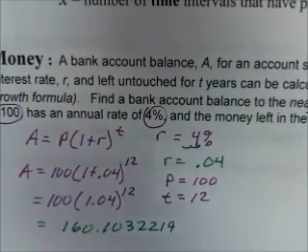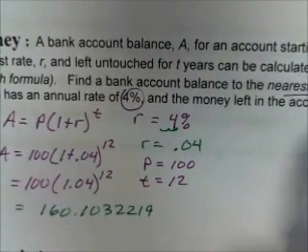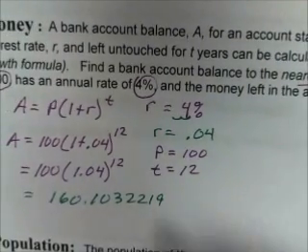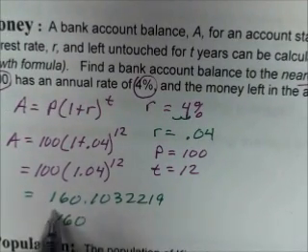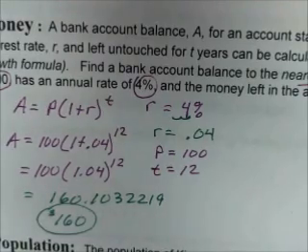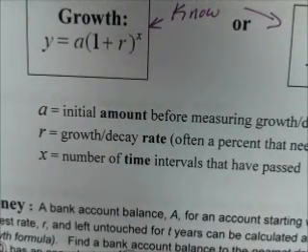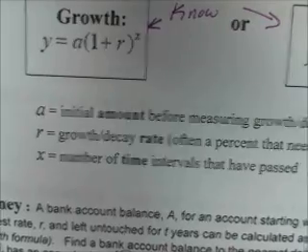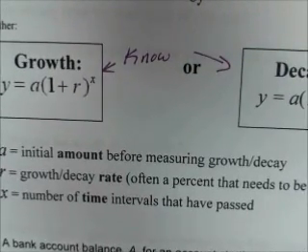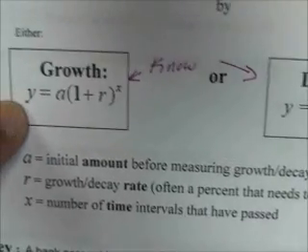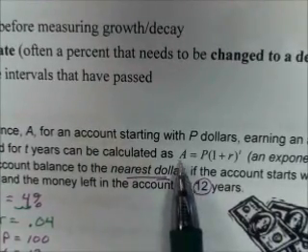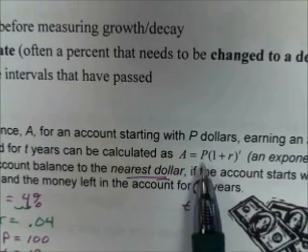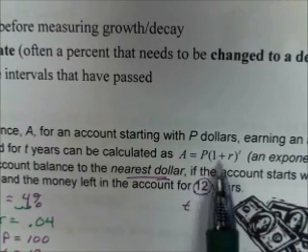160.1032219. And we wanted to round to the nearest dollar. So that would be $160. So even though that was growth, the formula was given to us. Right? And oftentimes when you're talking about money, instead of it being written y equals a times 1 plus r to the x, you're going to see the equation capital A equals capital P, P being principal, the initial amount, times 1 plus r to the t.